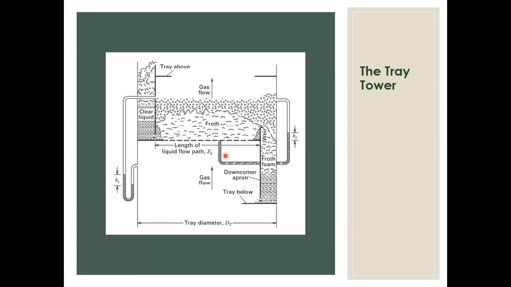The same purpose, the gas, which is your feed, will have to be cleaned. In the case of a gas mixture that has the presence of a contaminant, it will be cleaned by your solvent, which is liquid. So this is in the case of the tray tower.